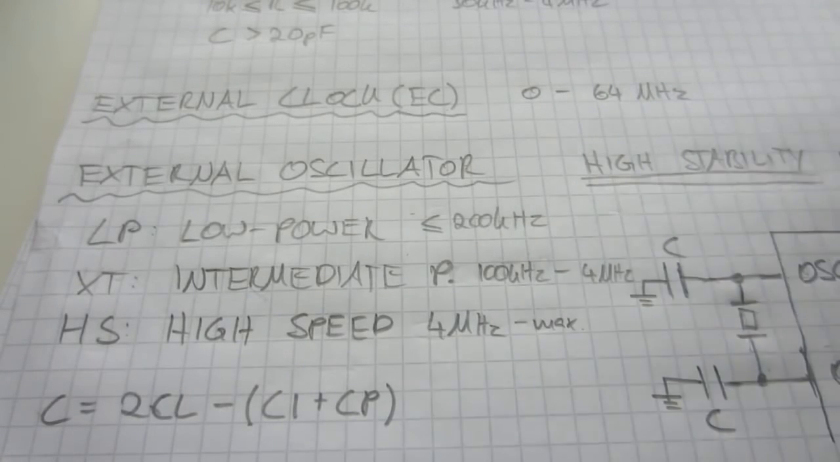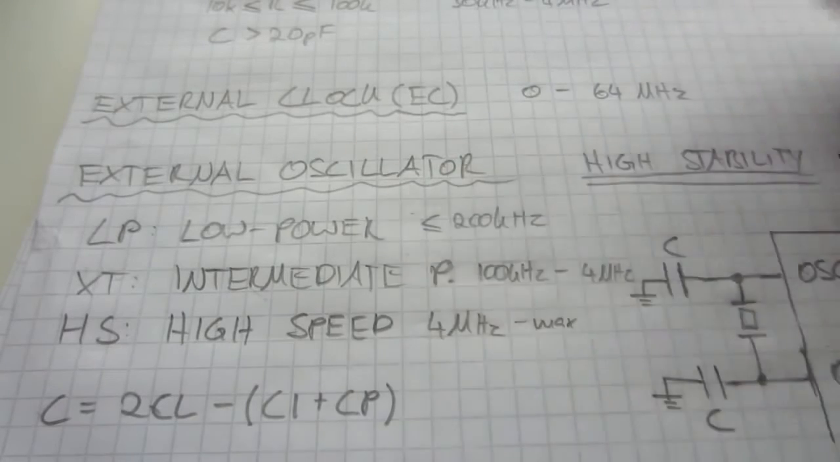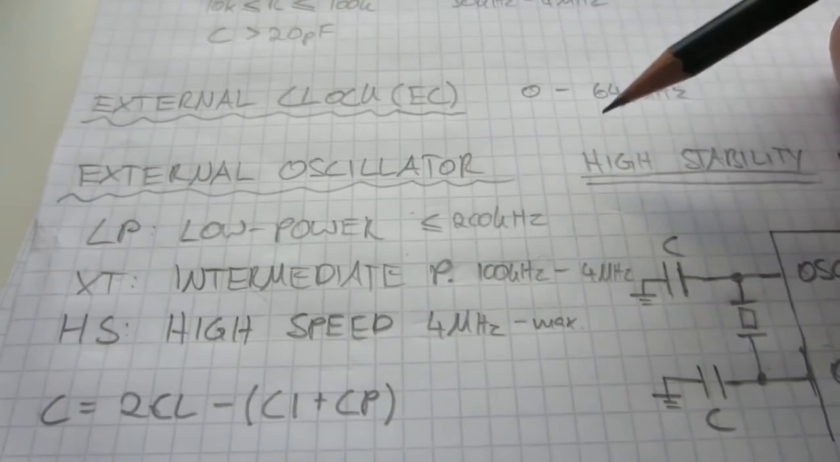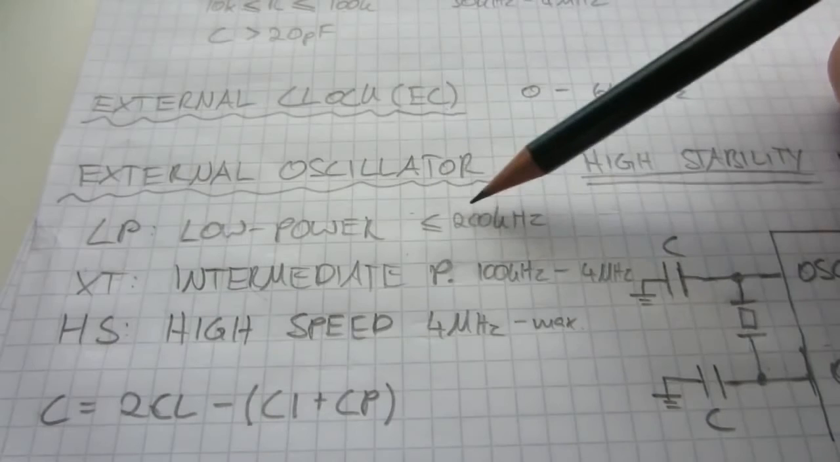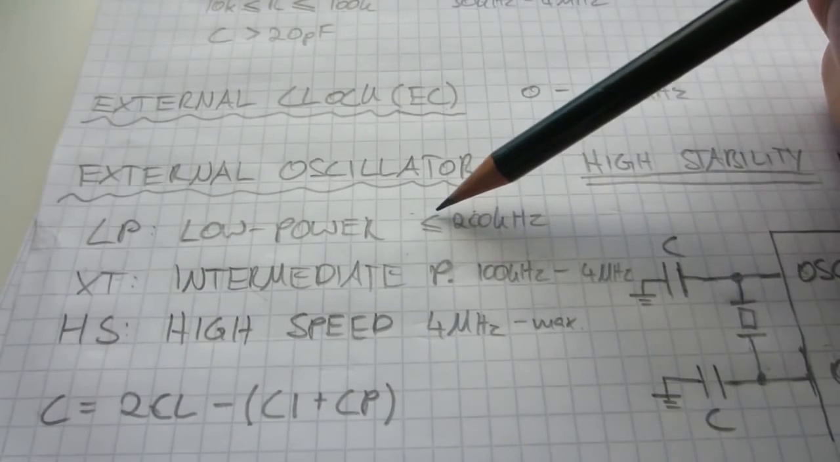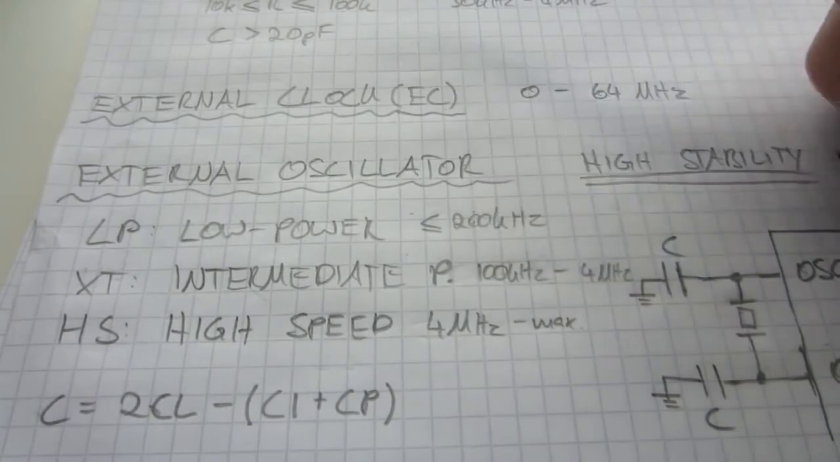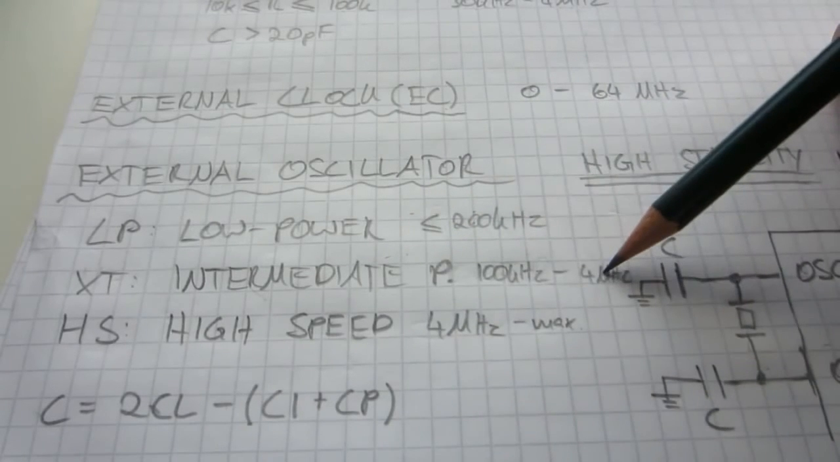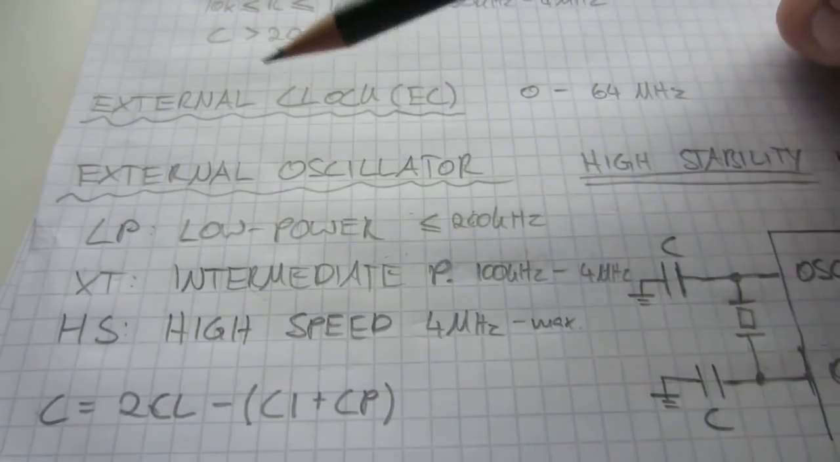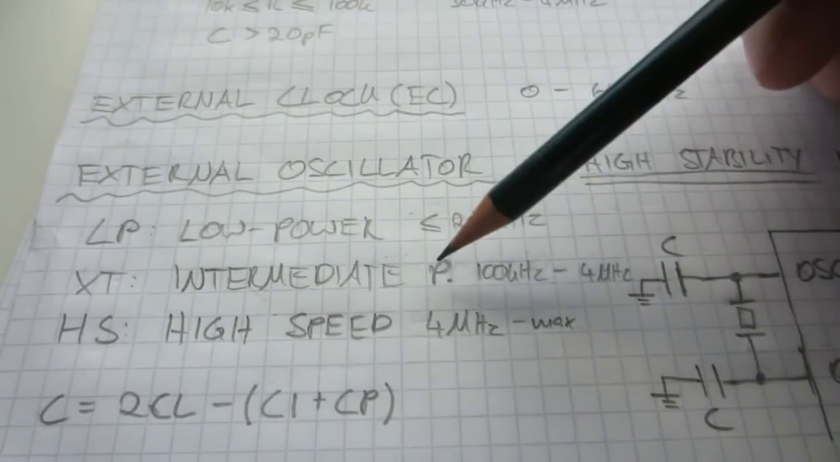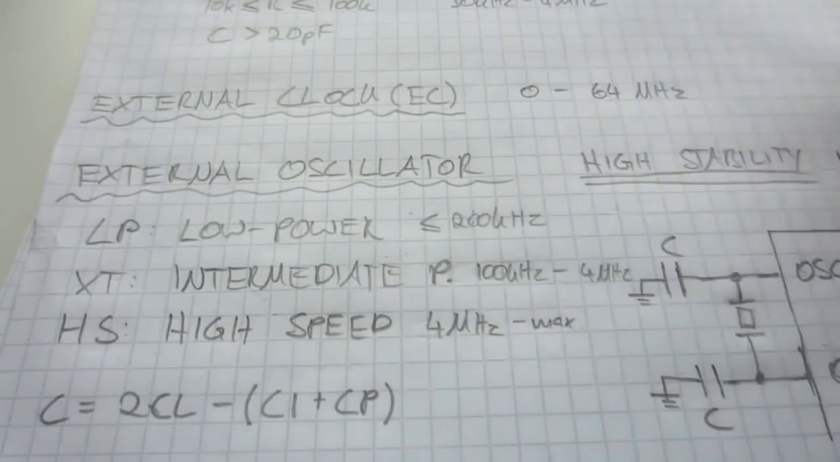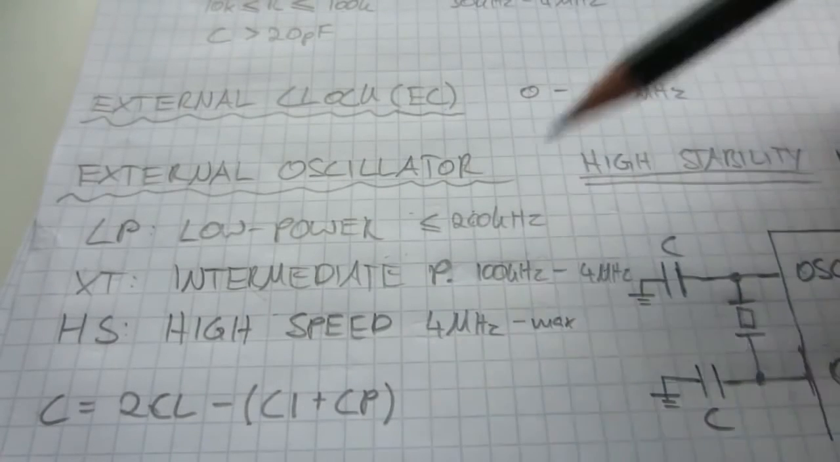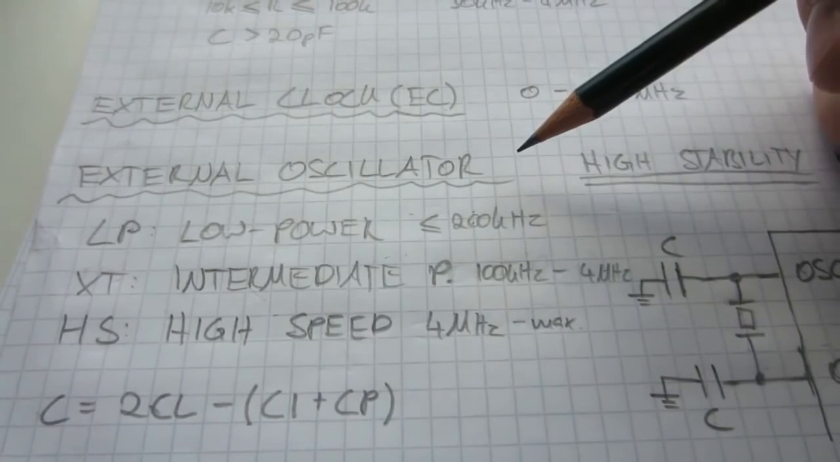And there are three power modes in which an oscillator can be used. There's the low power mode, that's for oscillators up to 200 kilohertz. Then there's the intermediate power oscillators from 100 kilohertz to about 4 megahertz. And then there are the high-speed oscillators from 4 megahertz to whatever the maximum frequency is. That could be, for example, 16 megahertz.